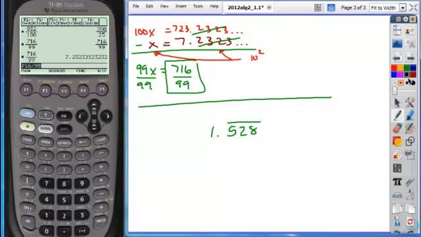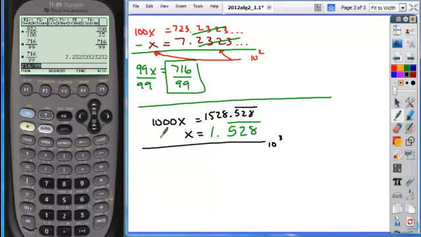All right, so I'm going to go ahead and talk through the steps. Step 1, set the original number equal to x. Identify how many digits repeat, which is 3. So we're going to take 10 to the third, which is 1,000. We're going to multiply both sides of this equation by 1,000. So we get 1,000x. And here, when we move this decimal 3 places over, we get 1528.528, repeating.